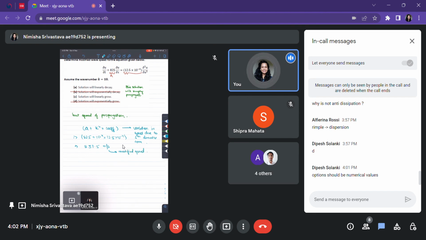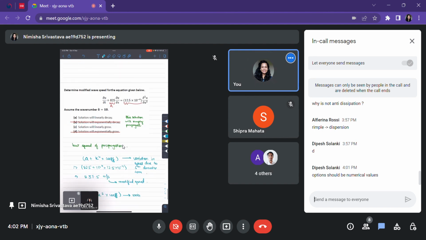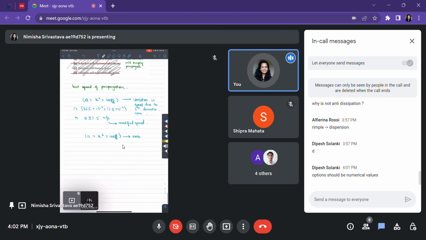Similarly, if there was, for example, a third derivative term, then you would get something like the coefficient times the variation due to the third. Yeah, options should be numerical value. You're right, Dipesh. This is some strange thing over here. Just ignore the maybe error in the question. But essentially, we are able to understand that you're not going to be having any exponential behavior, because we don't have the terms that bring in the exponential behavior.